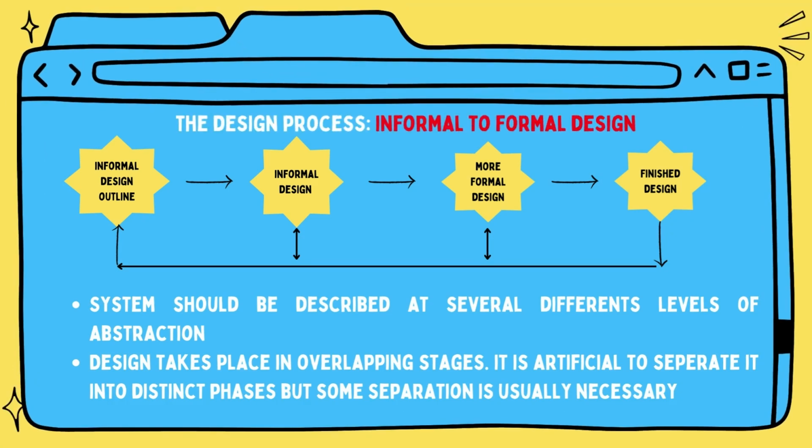The design process, informal to formal design. System should be described at several different levels of abstraction. Design takes place in overlapping stages. It is artificial to separate it into distinct phases, but some separation is usually necessary.